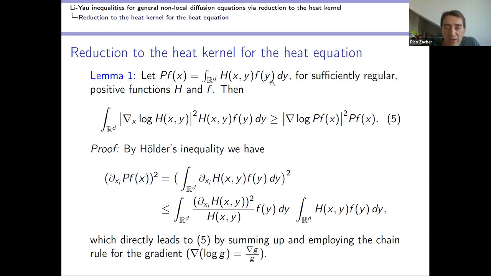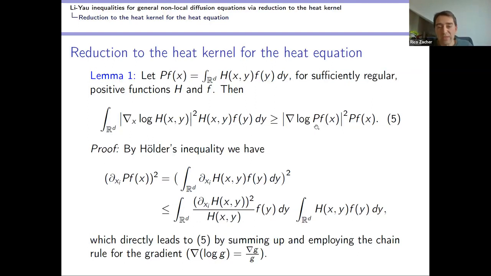So, under sufficient regularity, we can prove the following. Or not really, it was known before, one has the following inequality. So let's look at the right-hand side. Here we have the gradient log Pf at x, take the modulus, and then we square it, and then we multiply by the function. So Pf is given by this integral.